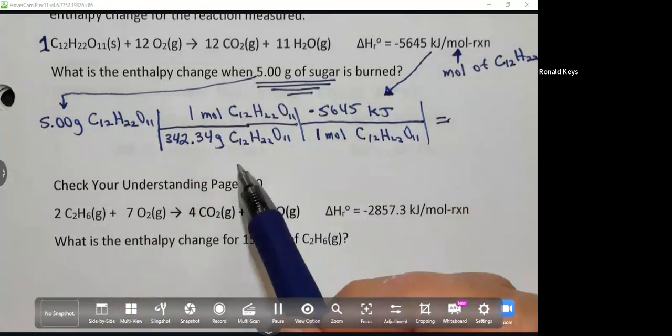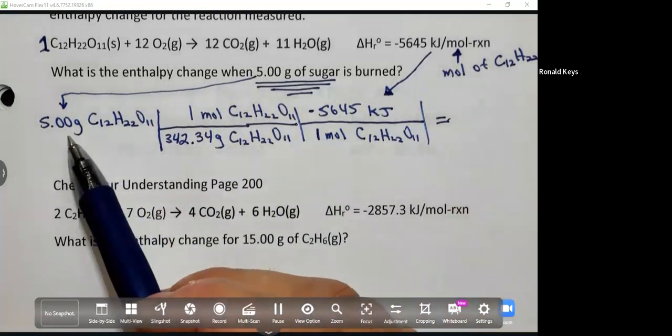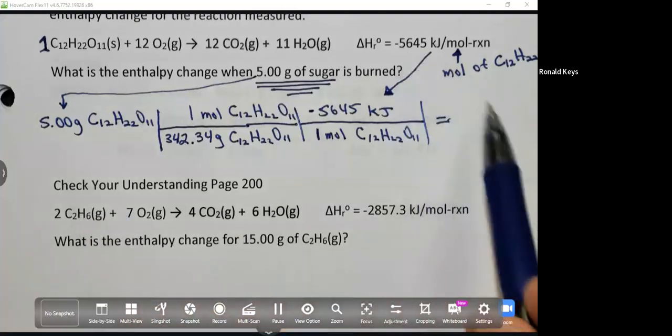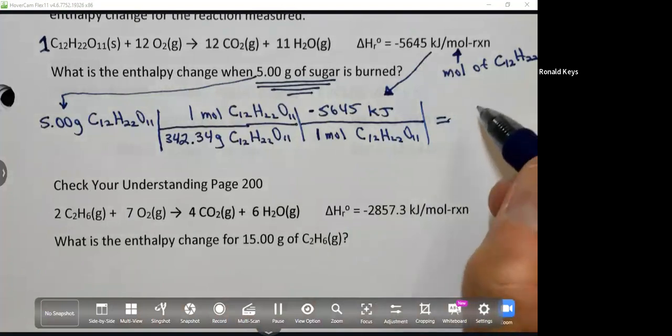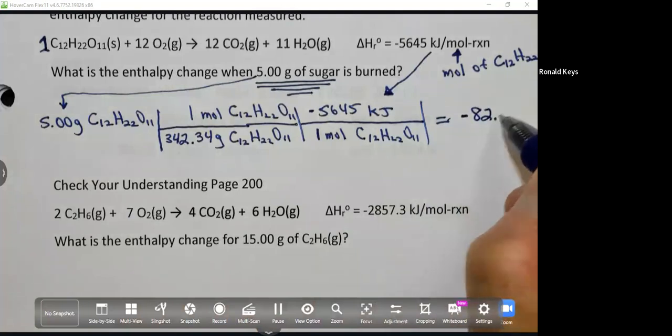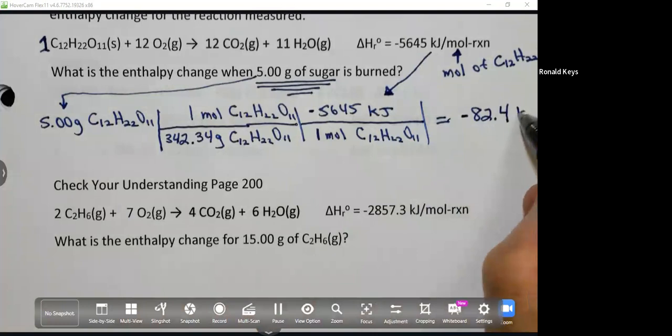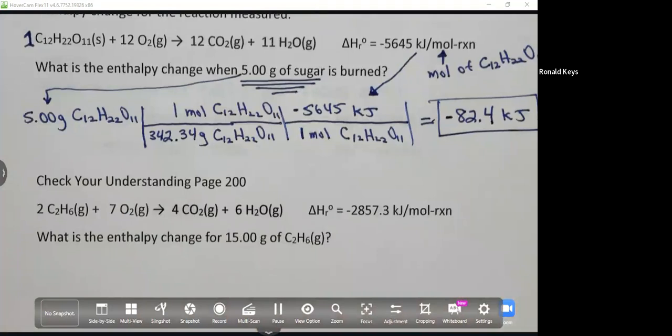So we don't have close to a mole. I mean, a mole is 342.34 grams. We only have 5 grams. We're still going to get some heat energy out of this. And the amount of heat energy out we would get is negative 80. Anybody running this through? Negative 82.4. Okay.